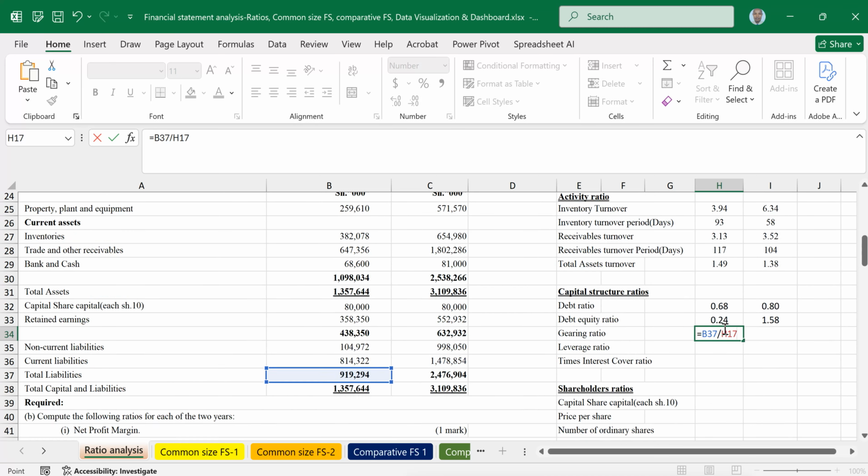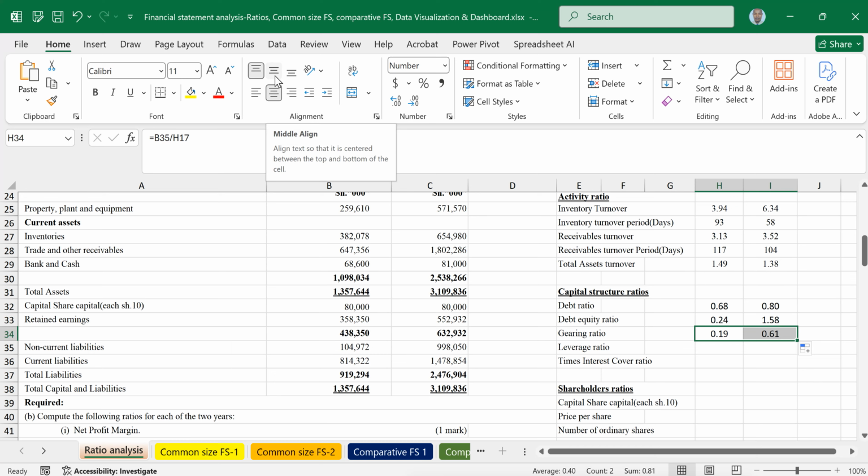Now, long-term debt, do we use total liabilities or only non-current liabilities? Debt capital will only be non-current liabilities, and therefore we change the numerator to pick only the non-current, which is 104. So gearing ratio, debt capital over the capital employed, is 0.19, then you drag across.